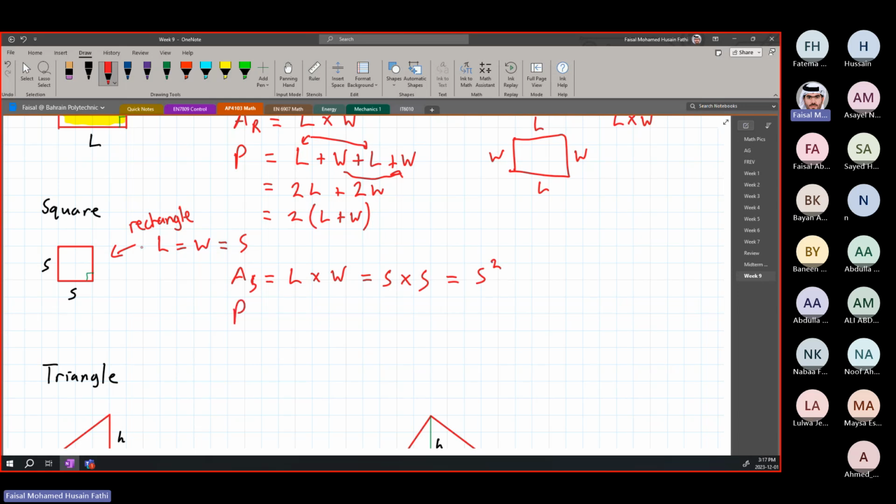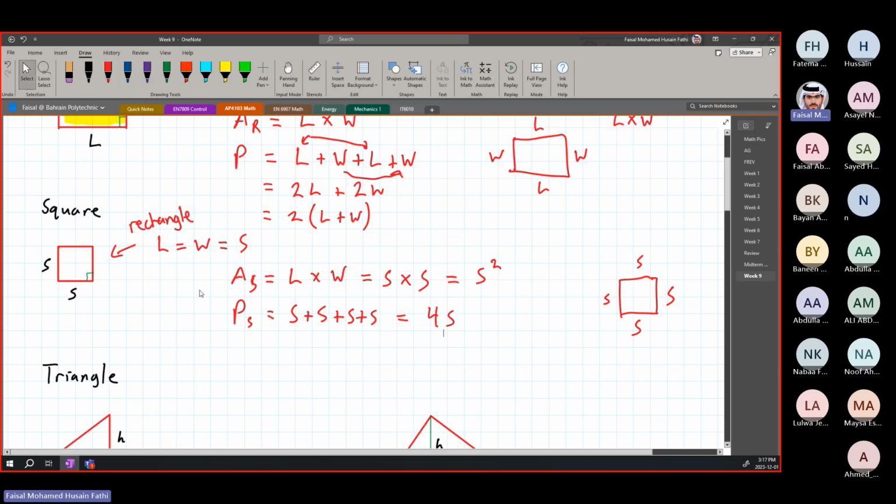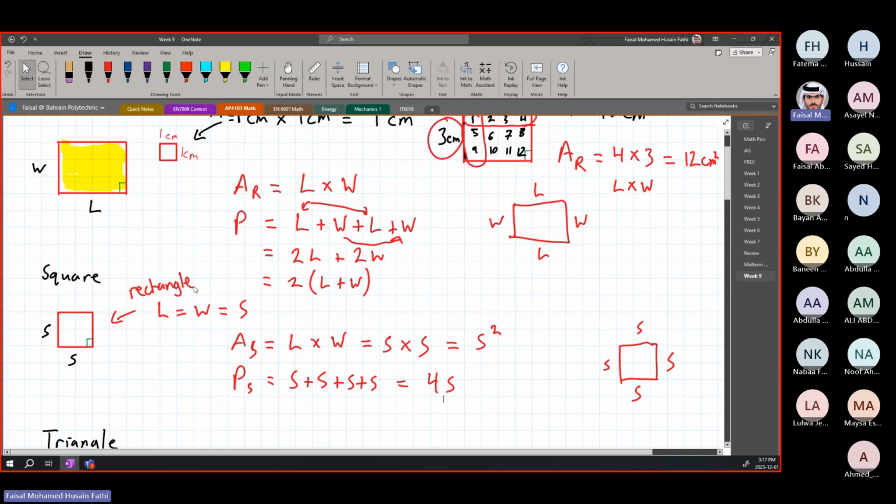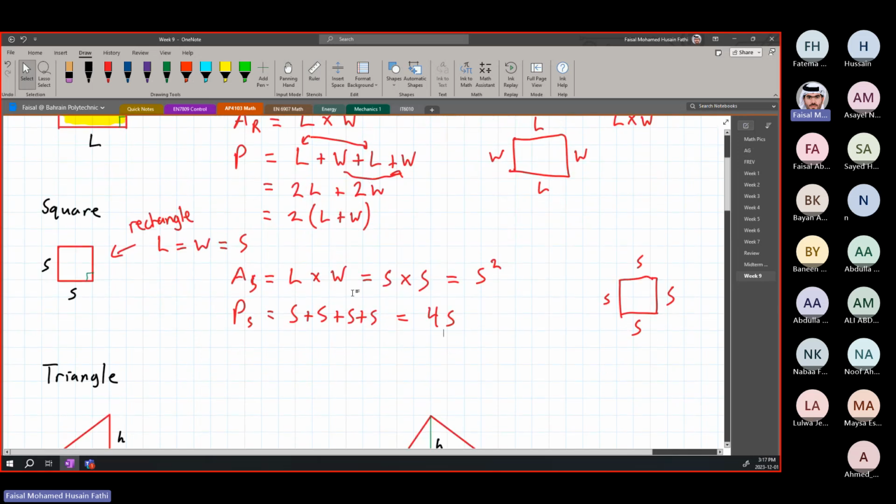The perimeter of a square is going to be equal to, if we use L plus W plus L plus W, simply saying S plus S plus S plus S, because in a square, all the sides are equal. So this is S, S, S, S. You just add 4 S's. So you can write it in a different way. You can just write 4S. Very simple. A square is a simpler rectangle. That's all it is. So we found the area and we found the perimeter.